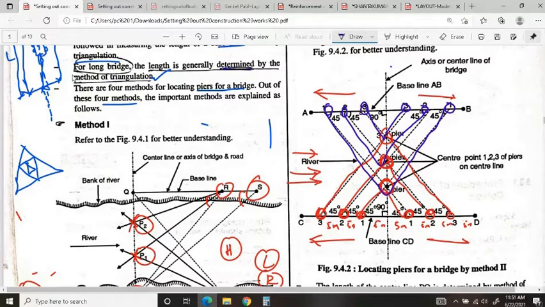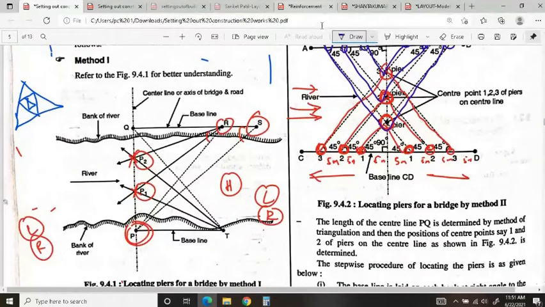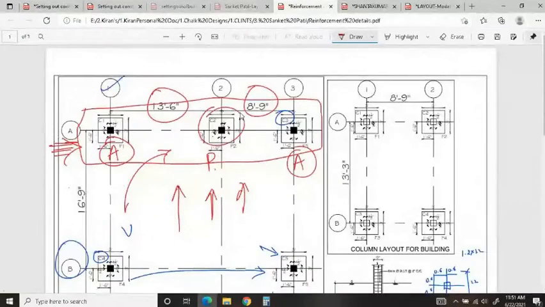So we have a number of methods for locating the piers. As you located the column positions by knowing the distances, here with the help of the angles we are locating the locations.